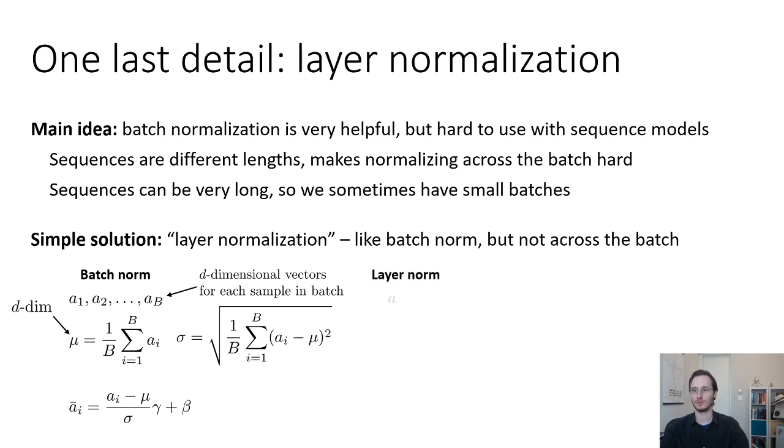Layer norm is a little different. So layer norm is going to be a more traditional layer. It doesn't use any information across the batch, it just uses information within a single data point.